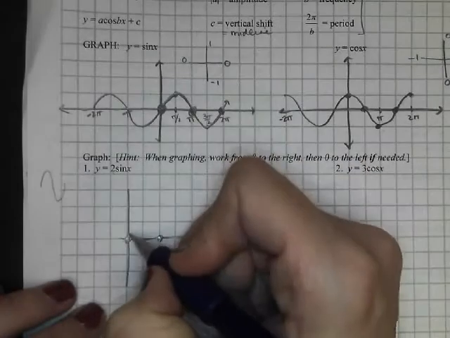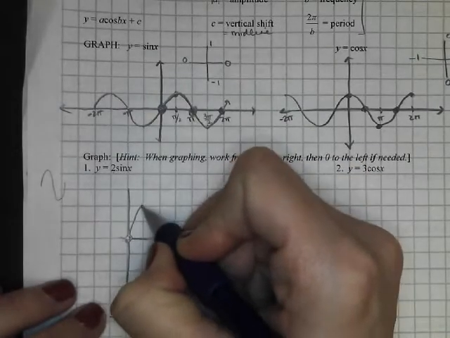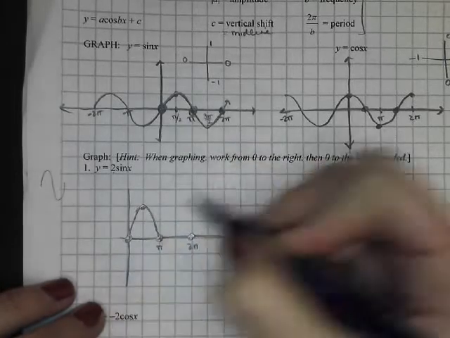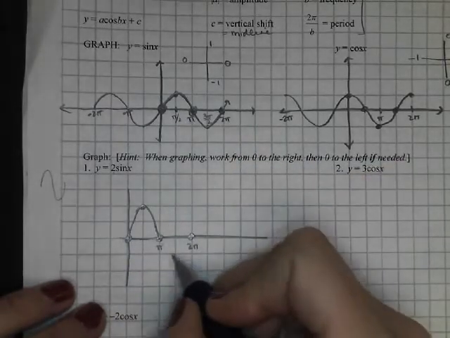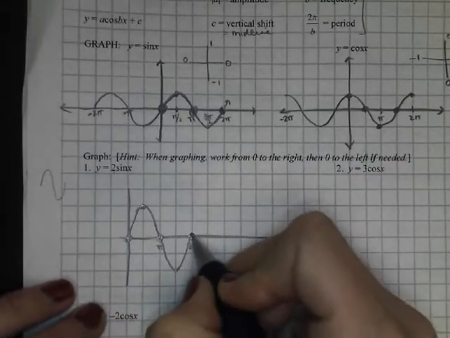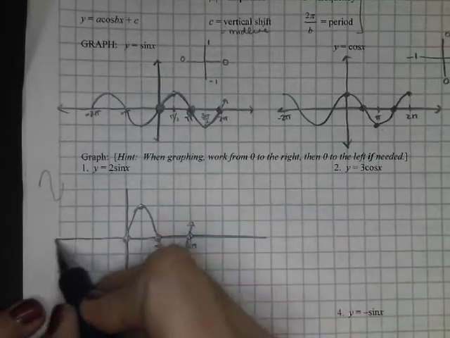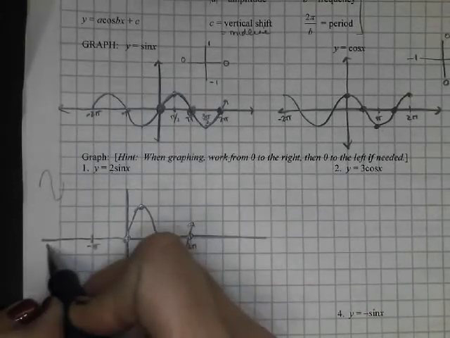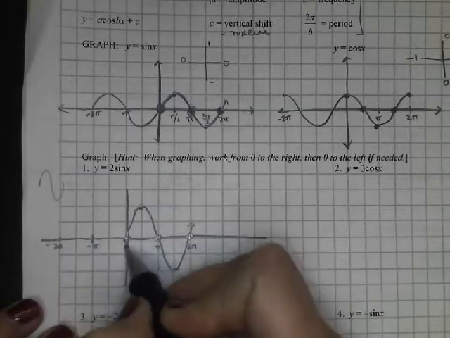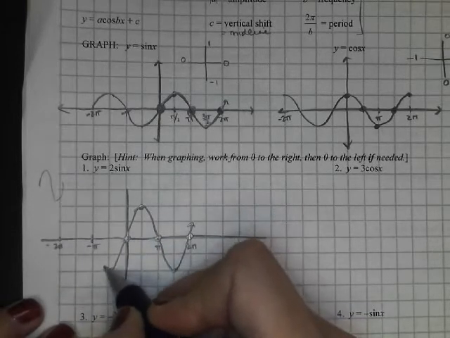So whereas the amplitude used to be 1, now the amplitude is going to be 2. And so it's going to hit a maximum of 2, and a minimum of negative 2, and then that's just going to continue. So if you continue this way, negative pi and negative 2 pi, down to negative 2.